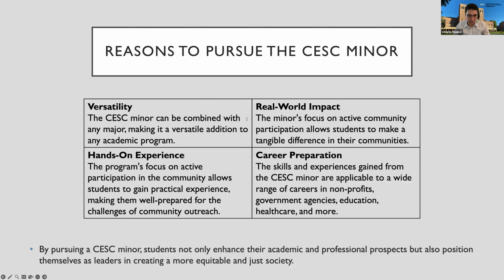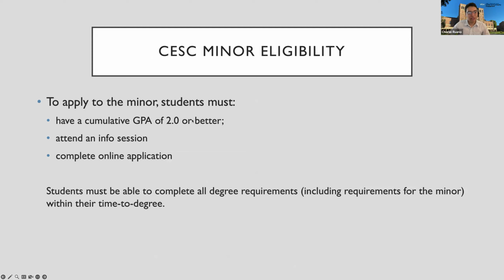So, eligibility requirements. You must have a cumulative GPA of 2.0 or better, attend an information session, which is this one, complete an online application, and then students must be able to complete all degree requirements, including requirements for your minor and your major, within your time to degree, meaning on your DARS where it says that you're set to graduate spring 2025, by that time we want to make sure that if you apply for the minor, you'll be able to complete those requirements by the time you graduate.